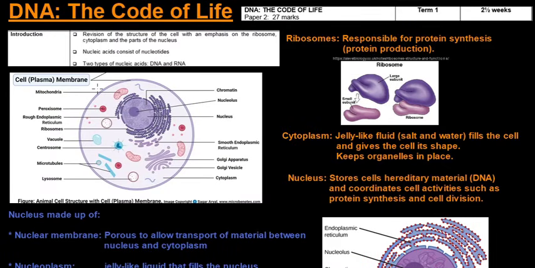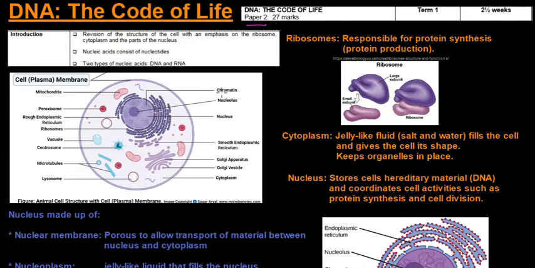In this video, we'll be starting with the chapter of DNA. Now, this chapter is found in paper 2 and it consists of around 27 marks. When you study, remember, have your exam guidelines with you always, as they will tell you exactly what you need to study so that you don't study any unnecessary work.